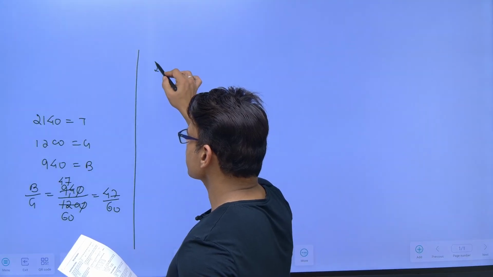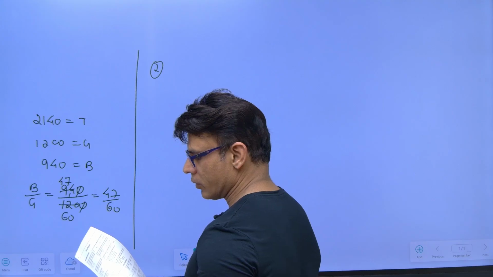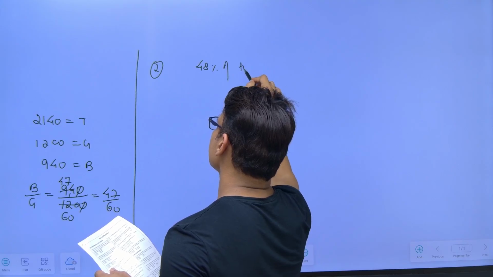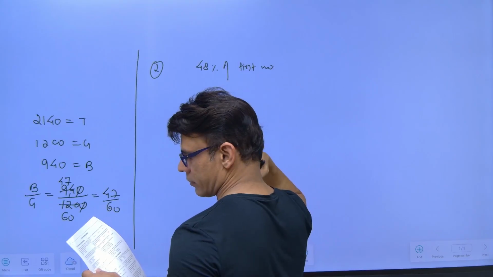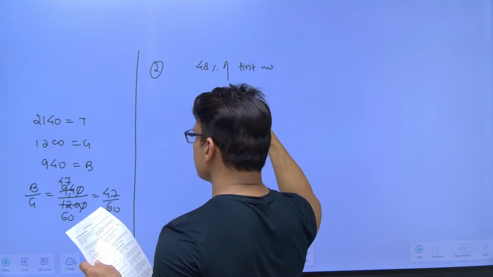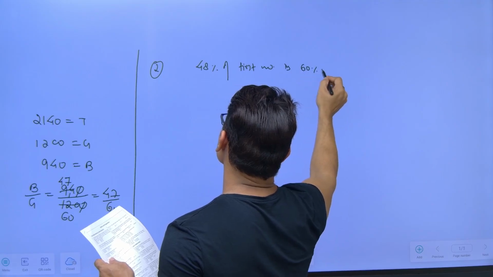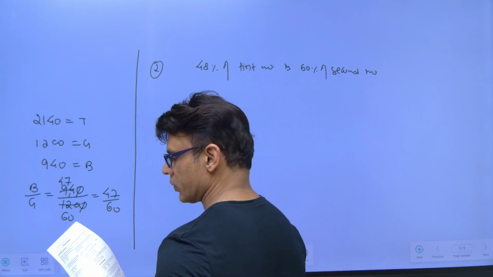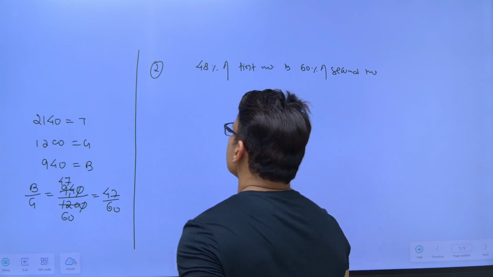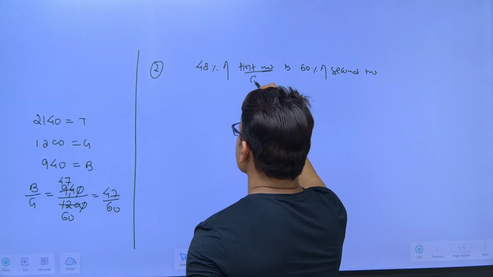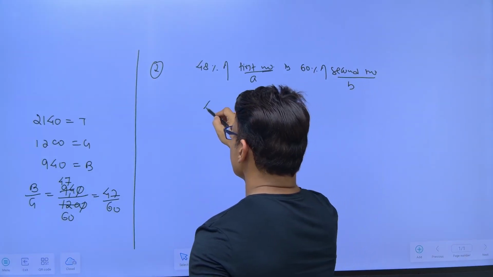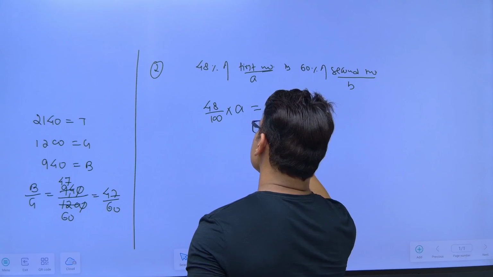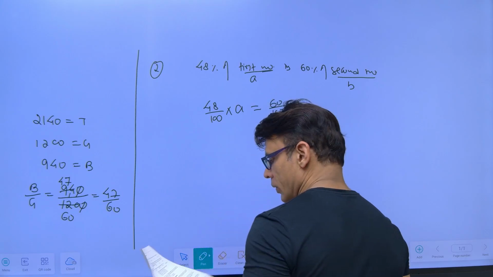Second question, see. We're saying 48% of first number is 60% of second number. What is the ratio of first number to second number? So let's say first number is A. Second number is B. What is given? 48% means 48 by 100 of A is equal to 60 by 100 of B. What you are supposed to find out in this?